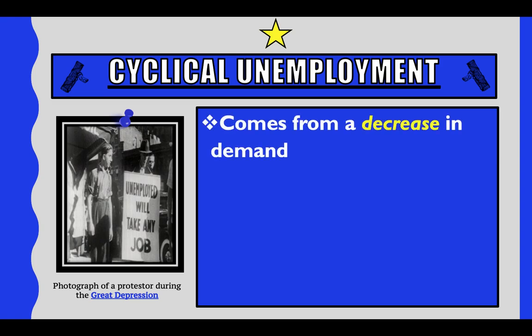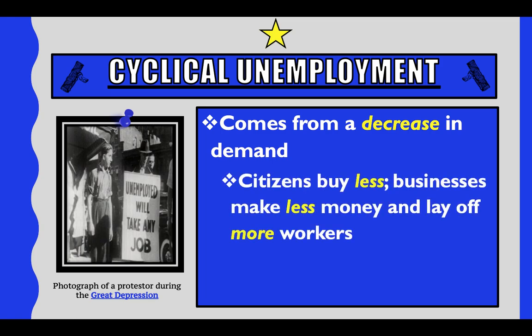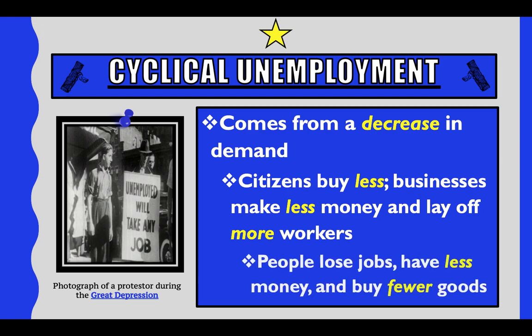So just to get this down in your notes in a really easy to understand way, unemployment is really going to come from a decrease in demand for different goods. As citizens start buying less, businesses start making less money, and they start laying off more workers. People start losing their jobs because obviously less workers are needed, and because they have less money, they're going to buy fewer goods.